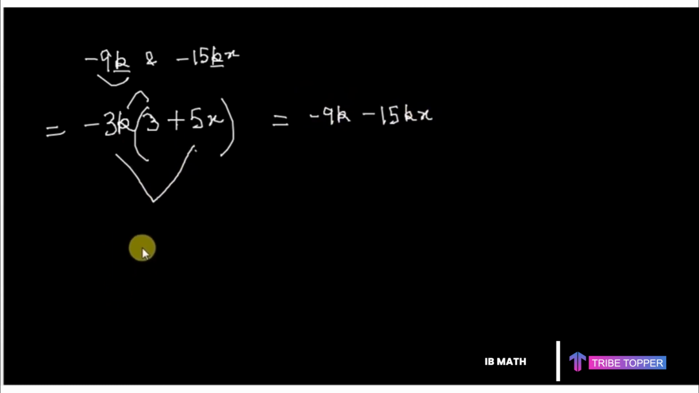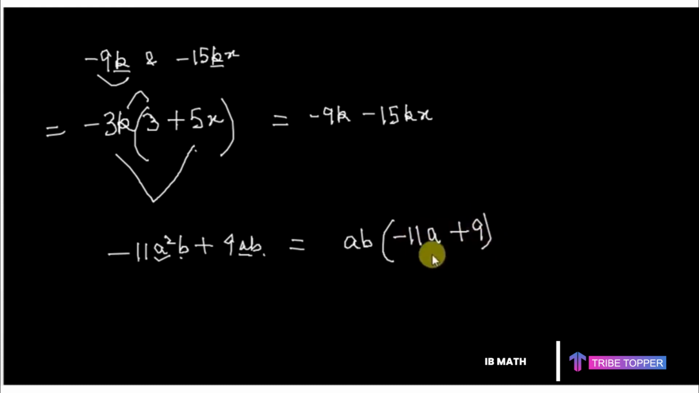Let me do one more question for you. I have minus 11a square b and plus 9ab. So what will I do? 9 and 11, nothing is common, no HCF, it's only 1. But a square and a, so a is common outside, b and b is common outside, but the negative sign is not common this time, so I'll write it as b times minus 11a plus 9. But a negative number should not be written first, so I would rather write it as ab times 9 minus 11a, right? That is the answer.